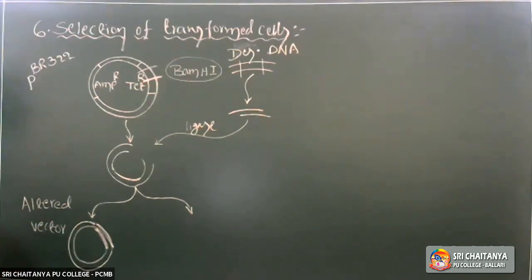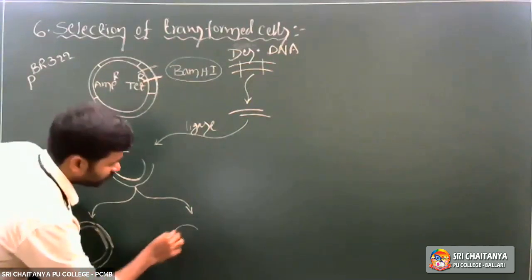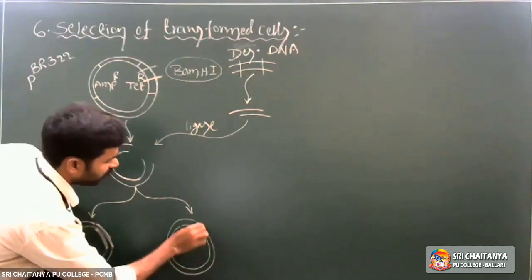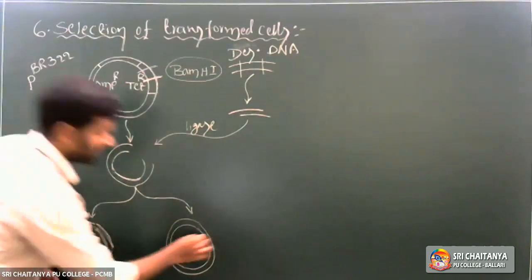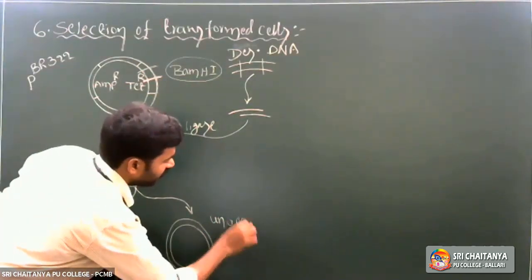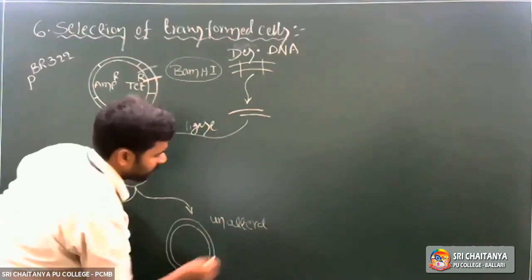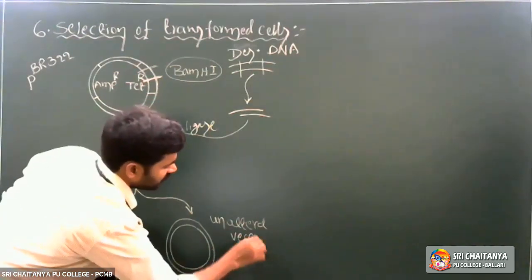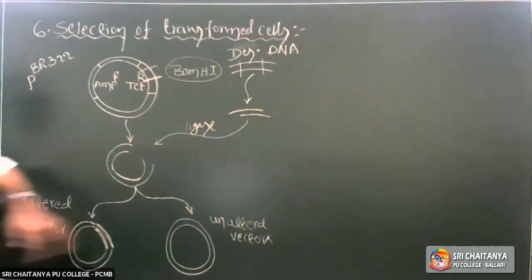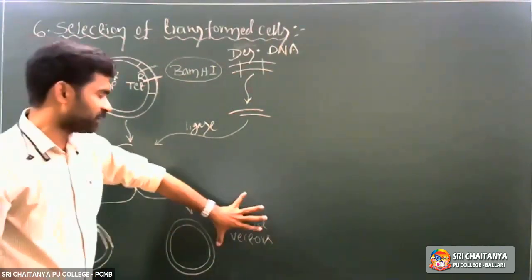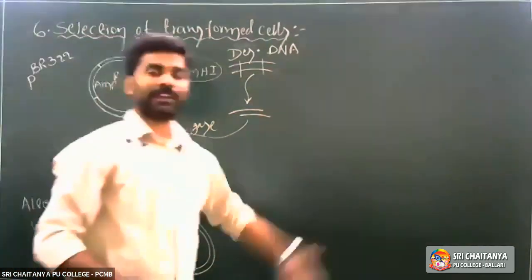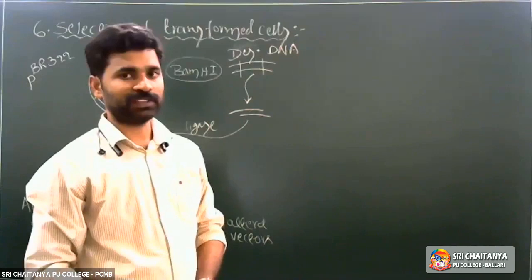Some vectors do not have any insert, so we call them unaltered vectors. Unaltered vectors and altered vectors, right? So these two types of vectors are formed, altered vectors and unaltered vectors. These two types of vectors are again transferred into the host cell cytoplasm.